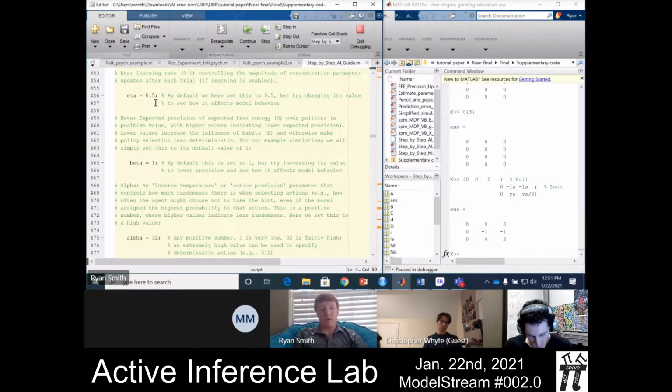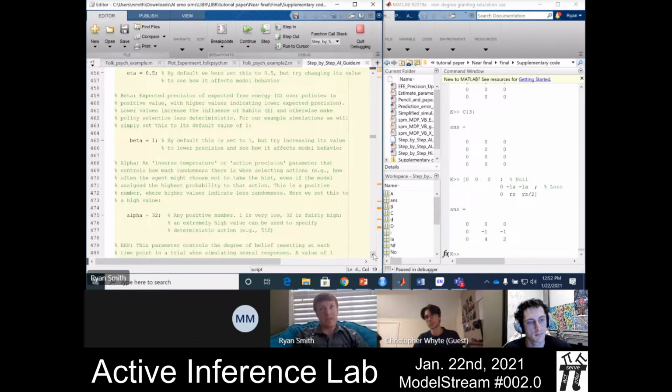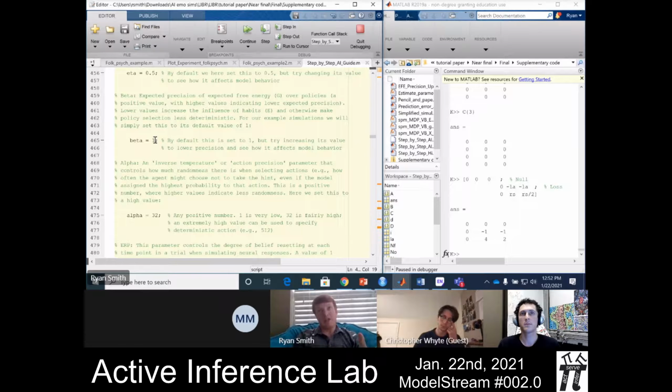Okay, so finally, there's a bunch of additional parameters, right? So we talked about learning rate, which here we're just setting to 0.5 arbitrarily. Beta is the expected free energy precision. It controls how confident the agent is in its expected free energy estimates. If this value is high, that means the agent is really unconfident in its expected free energy estimates, and behavior will be a lot more random, unless the agent has strong habits. If the agent has strong habits, then a high beta value means the habits will have a much stronger influence on ultimate policy selection.